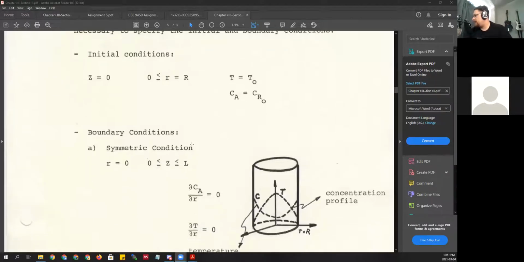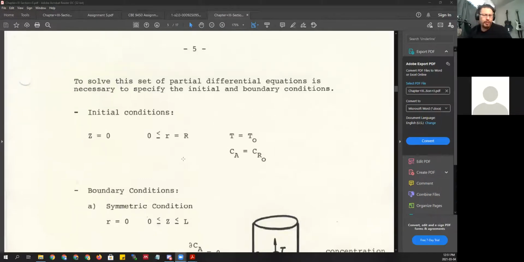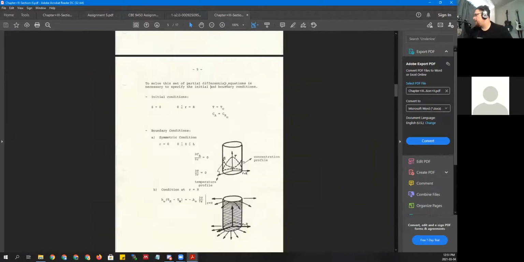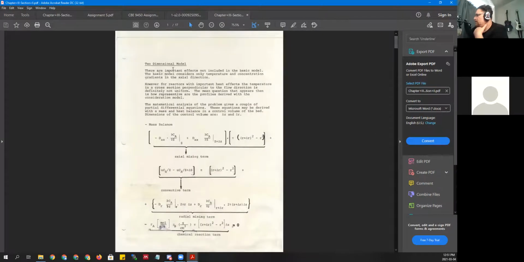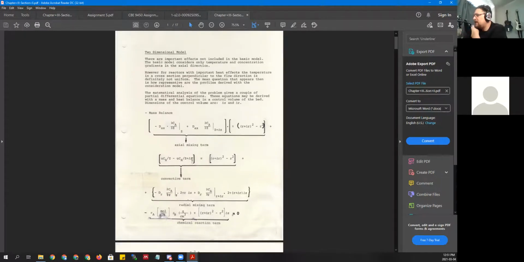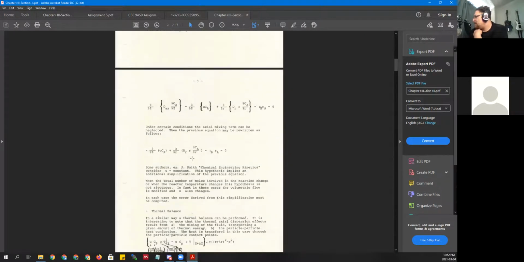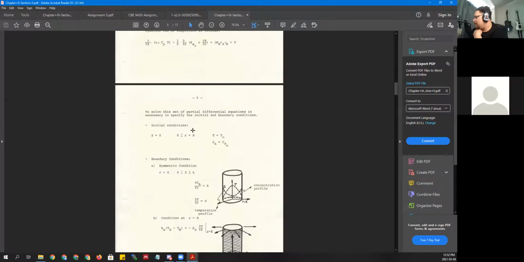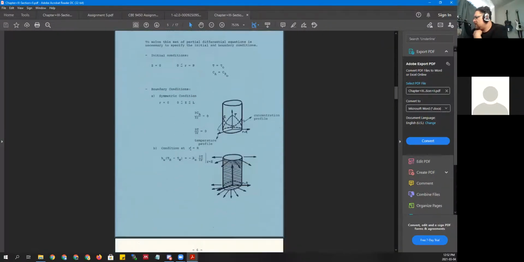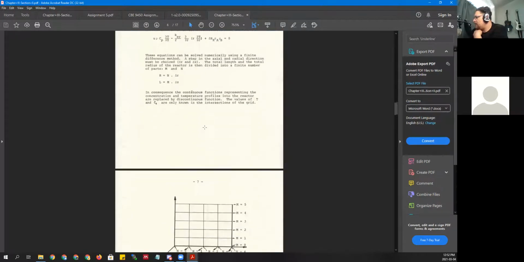Just please bear in mind that this is a further section in the book, but it will help you. This is from chapter 3, section 2. So this is the two-dimensional model. In this case, you will have to consider Z and R, both of them. This is not yet what the assignment is actually asking you, but in this part the boundary conditions are actually very well explained. So this section on the boundary conditions can help you to understand the other boundary conditions.